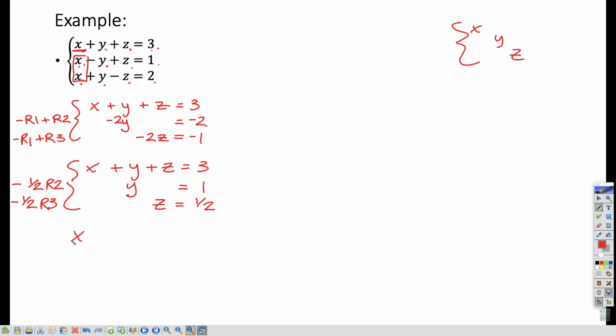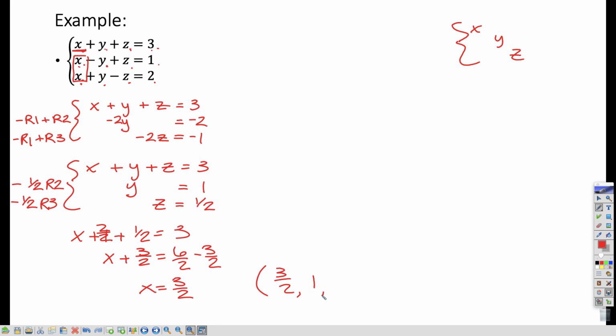So x plus y plus z equals 3. Well, this 1 is 2/2, yes? So 2/2 plus 1/2 is 3/2. I might as well make 3 into what? 6/2. And now I need to subtract, right? And I get what? 3/2. So x is 3/2. Am I done? Nope. Order triple. Wait. So 3/2, 1, 1/2.